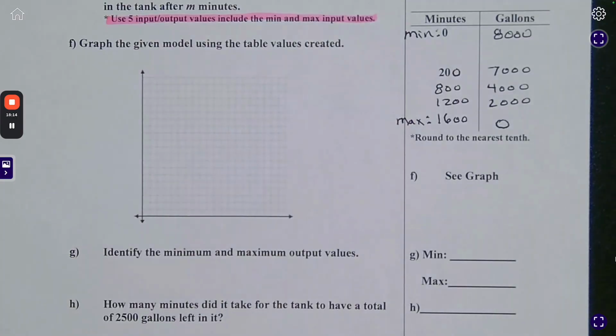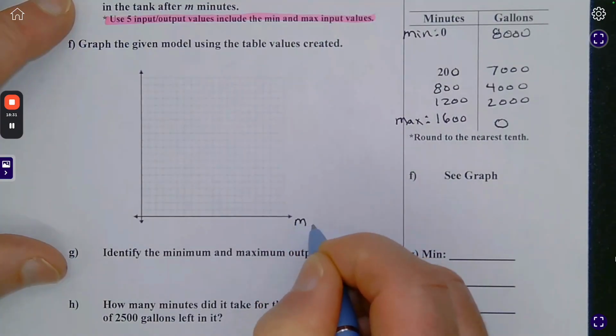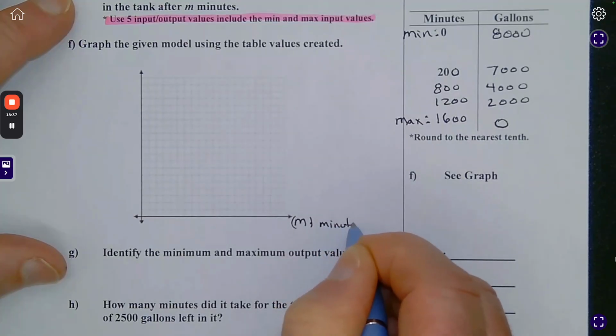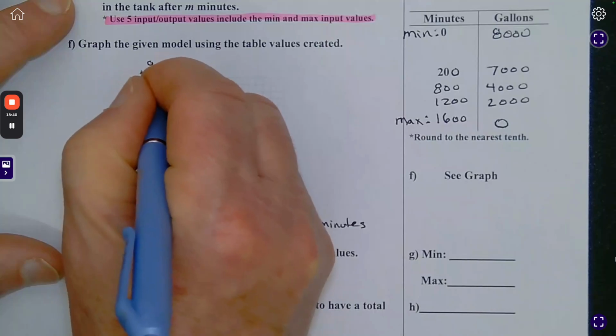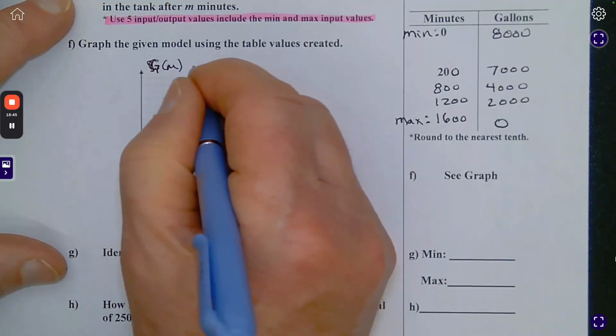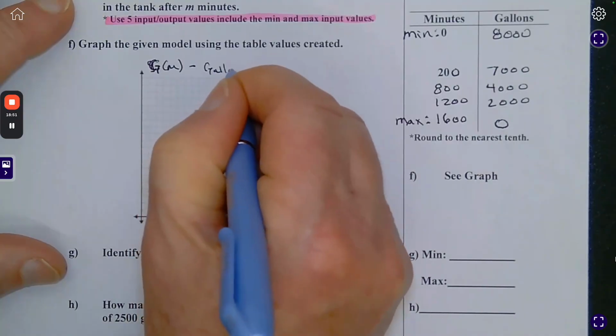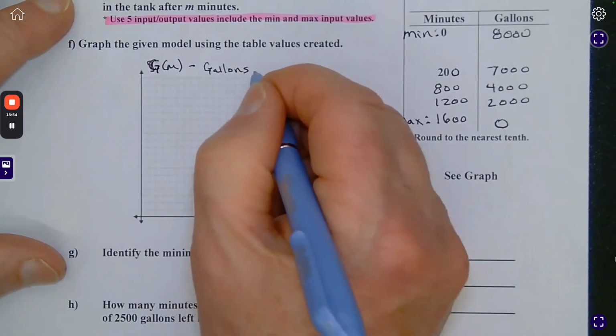All right, now we got to create a graph. So we got to come up with our own X and Y axis, and then we have to plot points. Okay, so I know my input, M, is minutes. And I know my output is G of M. I'm going to do a capital G of M. And that's gallons. Okay. Gallons of water if you want.